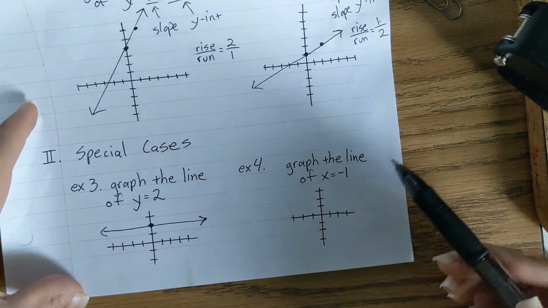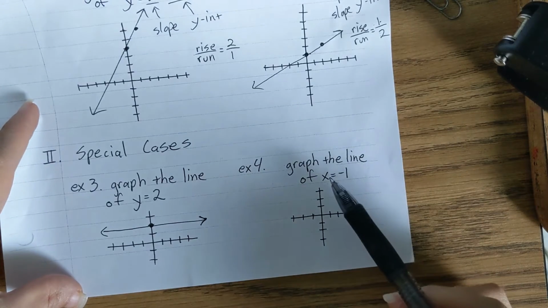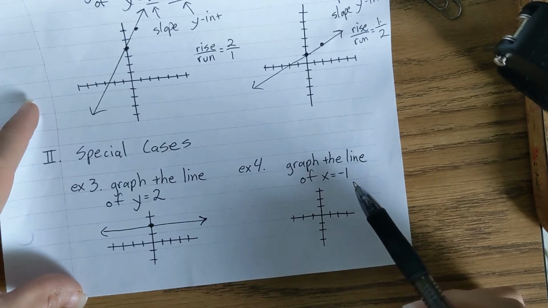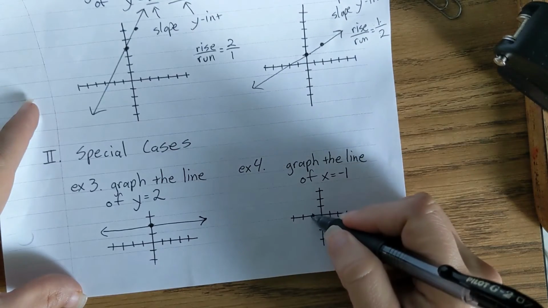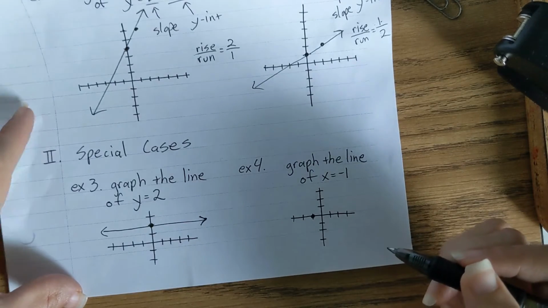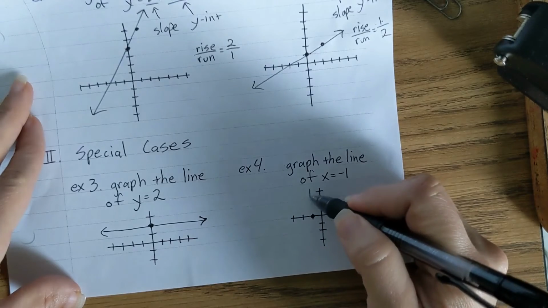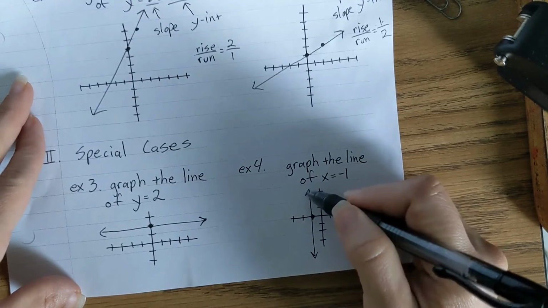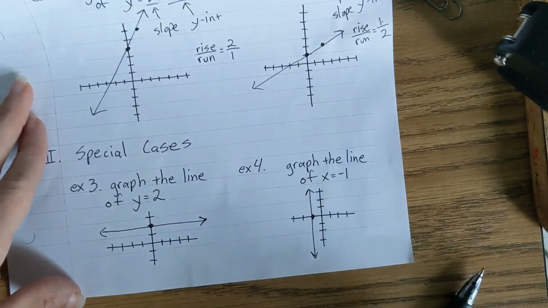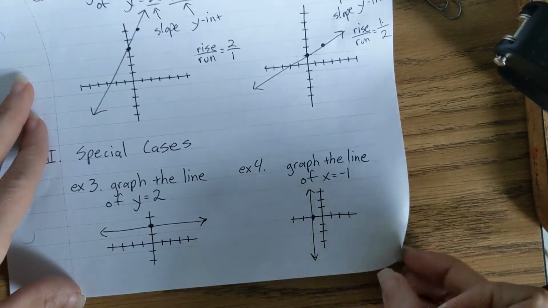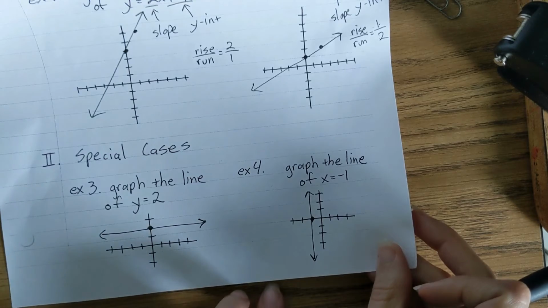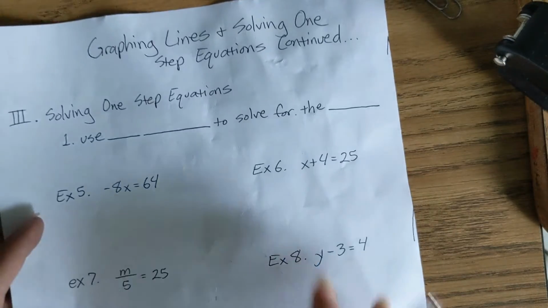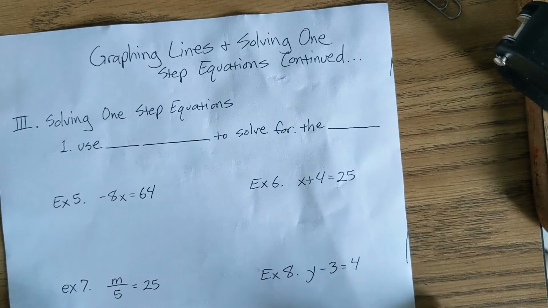And then on the opposite end of that, if you have an x equal to a number, then you're just going to put your dot through -1, and then you're going to make a vertical line through that like this. Okay, great. So now let's go to the other side, and we're just going to do some one-step equations.